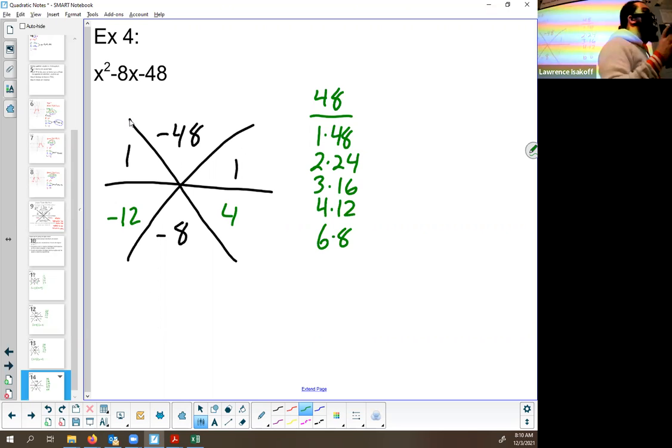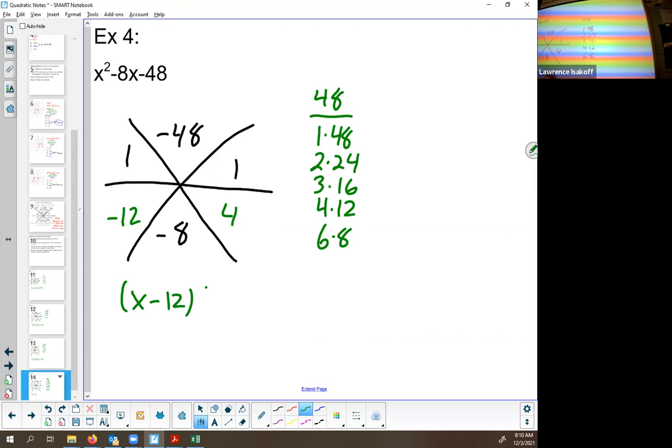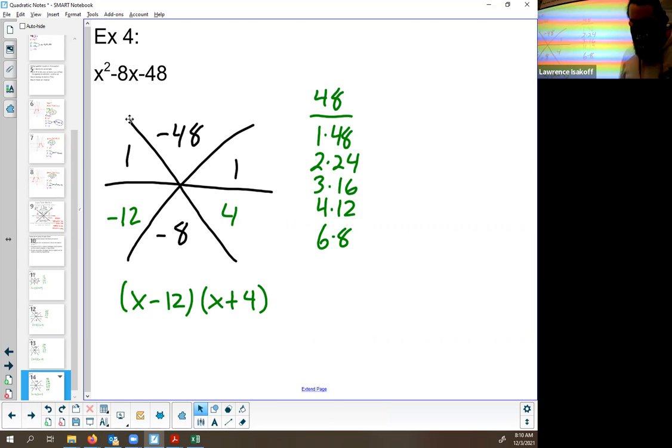So again, when I said they're both negative, the larger factor is my negative and the smaller one is my positive. So negative 12 times 4 does give me negative 48. Negative 12 plus 4 gives me negative 8. So that gives me a final answer of x minus 12 and x plus 4. So we'll check that in just one moment.